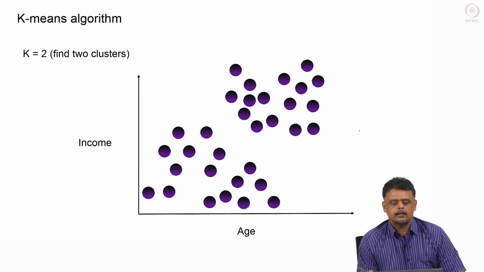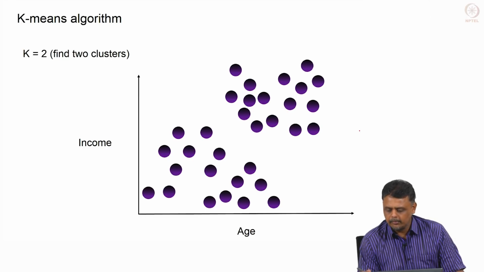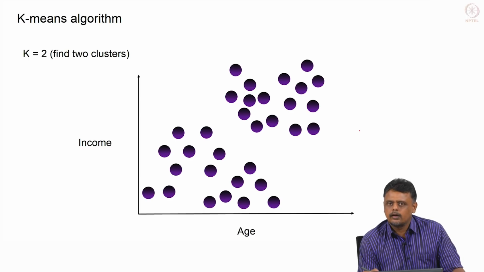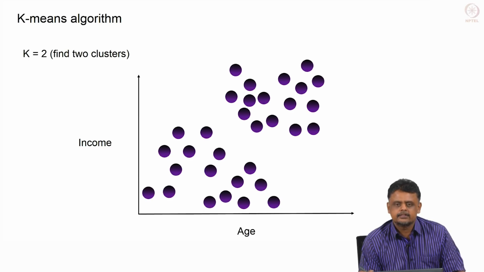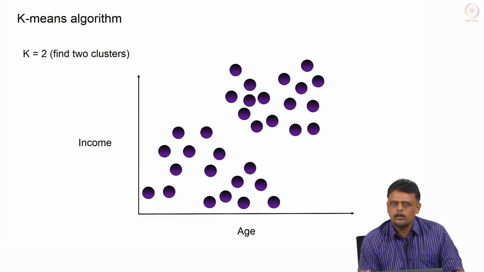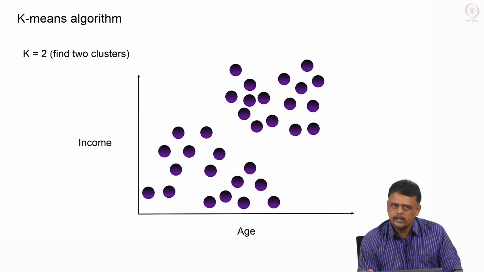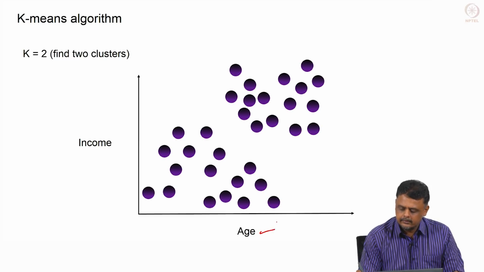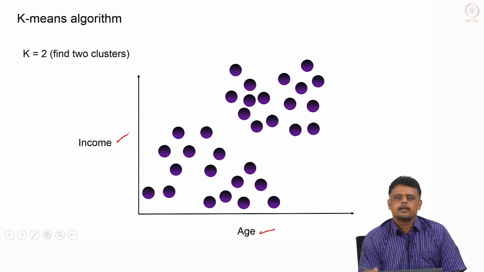Well, let us consider a slightly more complicated case, in this case 2D. Typically in an unsupervised setting, or in this case a K-means algorithm setting, you will have a lot more features, in this case income and age are features. The input dimensionality would typically be higher, but for the purpose of illustration and understanding the algorithm, we will just consider two features, which are the age and the income.